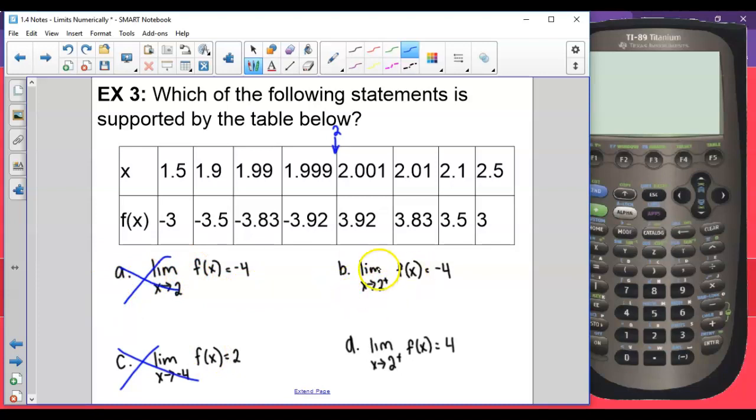For B, it says the limit as x approaches 2 from the right of f of x is -4. From the right-hand side, from these numbers, we're getting closer to +4, not -4. So B is out, leaving us with D, which is the limit as x approaches 2 from the right of f of x equals 4. This is supported by our data here. So that would be our answer.